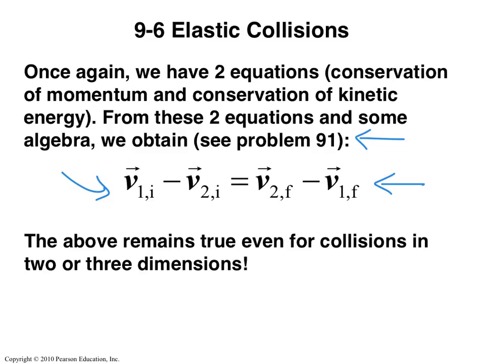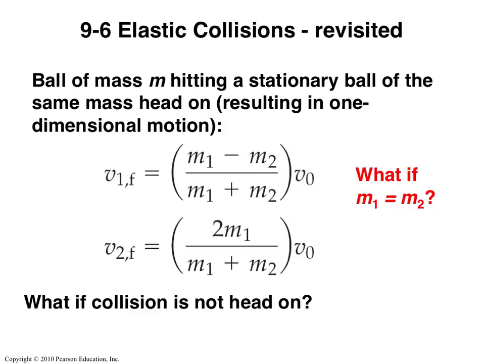Okay, so let me write it out here, which is V1 initial minus V2 initial is V2 final minus V1 final. Now, this is true for all elastic collisions. Anytime you have an elastic collision, it is a consequence of this set of equations. So that's why I call it revisited.